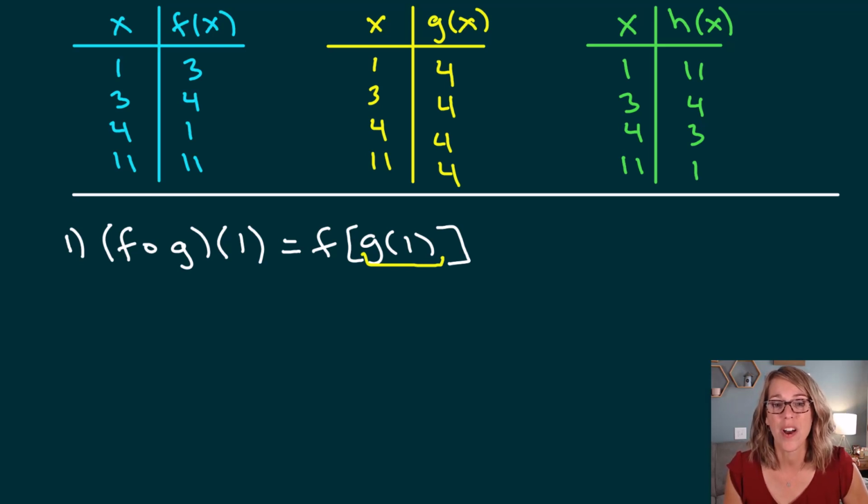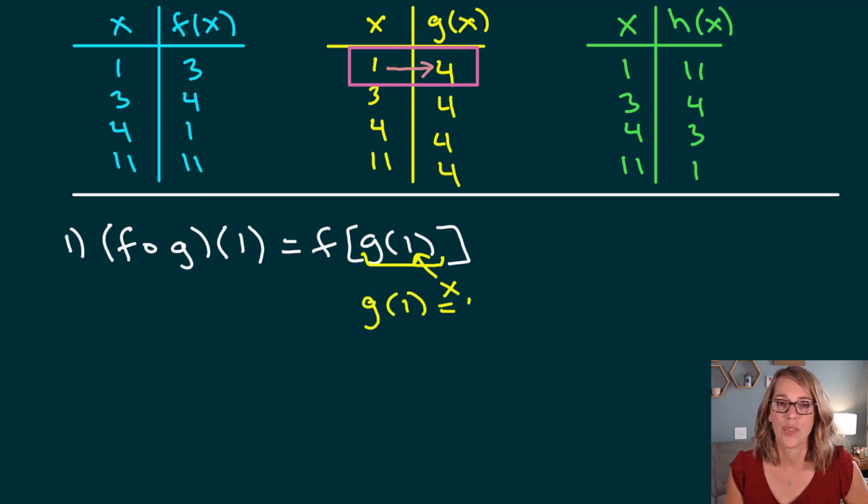g of 1. Now, as I'm looking at g of 1, 1 is my x value. And then as I apply g of 1, I'm going to end up with my output or my y value. And I notice here that g of 1, an x, takes me to 4 as my output. So g of 1 is equal to 4. I can rewrite this then as f of 4.